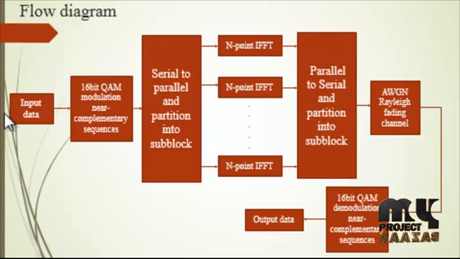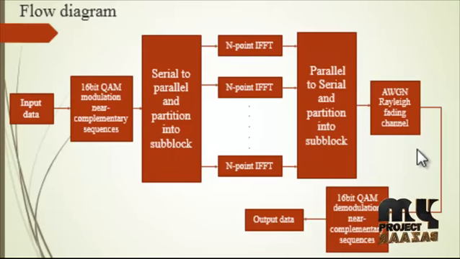So we are getting input data. The input data is random, and then the modulation is QAM modulation, that is 16 QAM modulation, with near complementary sequences. Then we convert serial to parallel and partition into subblocks. Each subblock goes through an n-point IFFT, that is the inverse Fourier transform process. Again we convert parallel to serial and partition into subblocks. These are the blocks on the transmission side model.